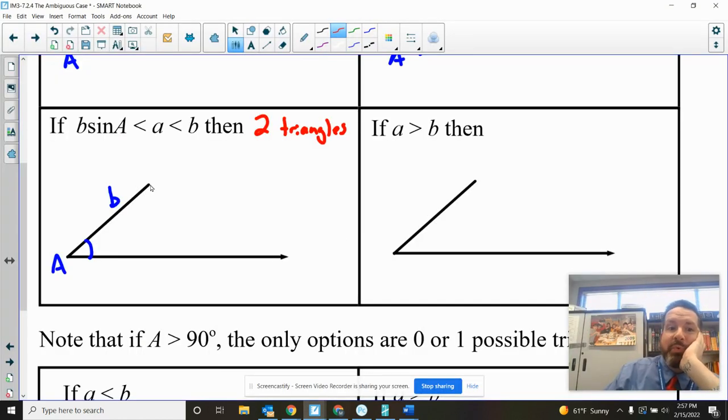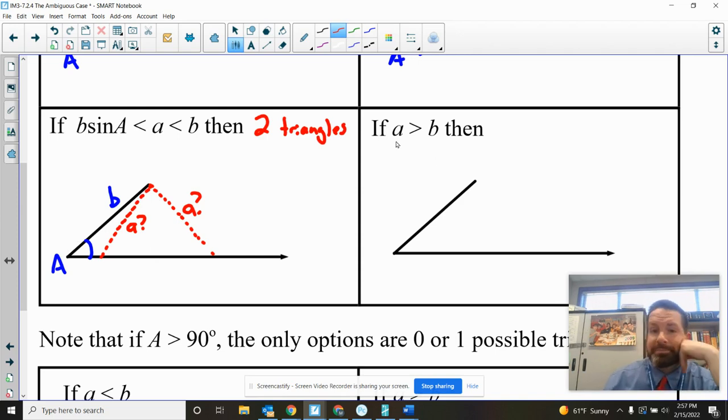If you don't have more information, you just don't know whether it's supposed to be this version or this version. That's unclear and therefore ambiguous. And that's the way you check it. Is your side length A greater than the height of that right triangle, but less than the length of that side that you already know?